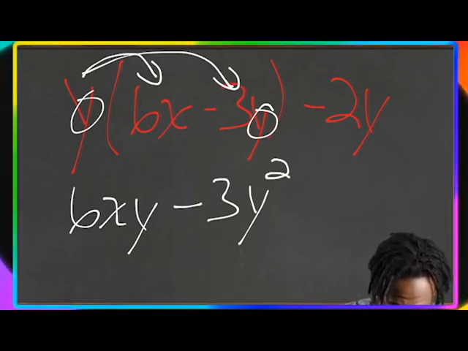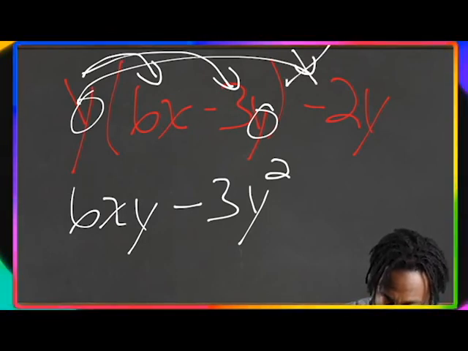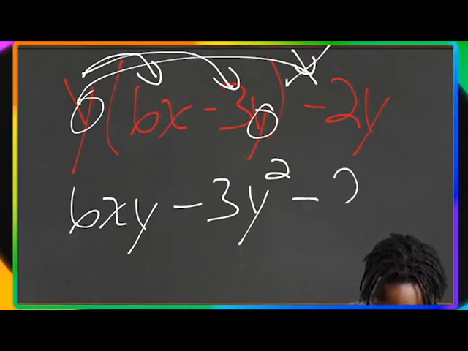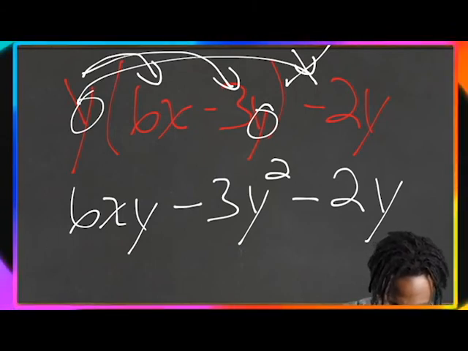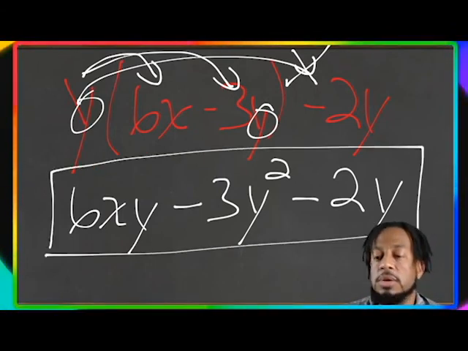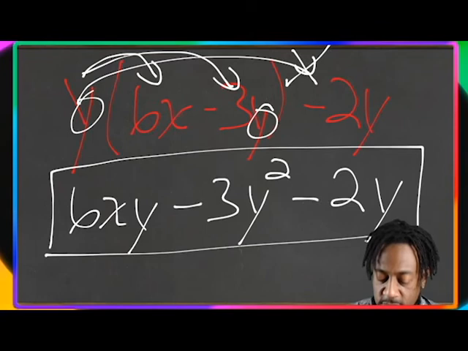All right. Do you take this y and multiply it times that? Wrong. So bring down your negative 2y. Do you have any like terms? No, you do not have any like terms. Ding, ding, ding.